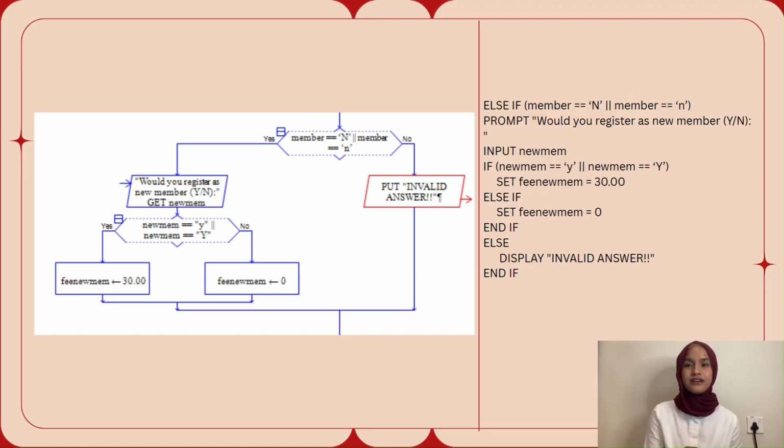Else, if the user inputs no to membership, which means the user has not done any membership, it will prompt, would you like to register as a new member? The new member fee is 30 ringgit, and then it will prompt invalid answer if the user inputs other than Y or N, which is yes or no.